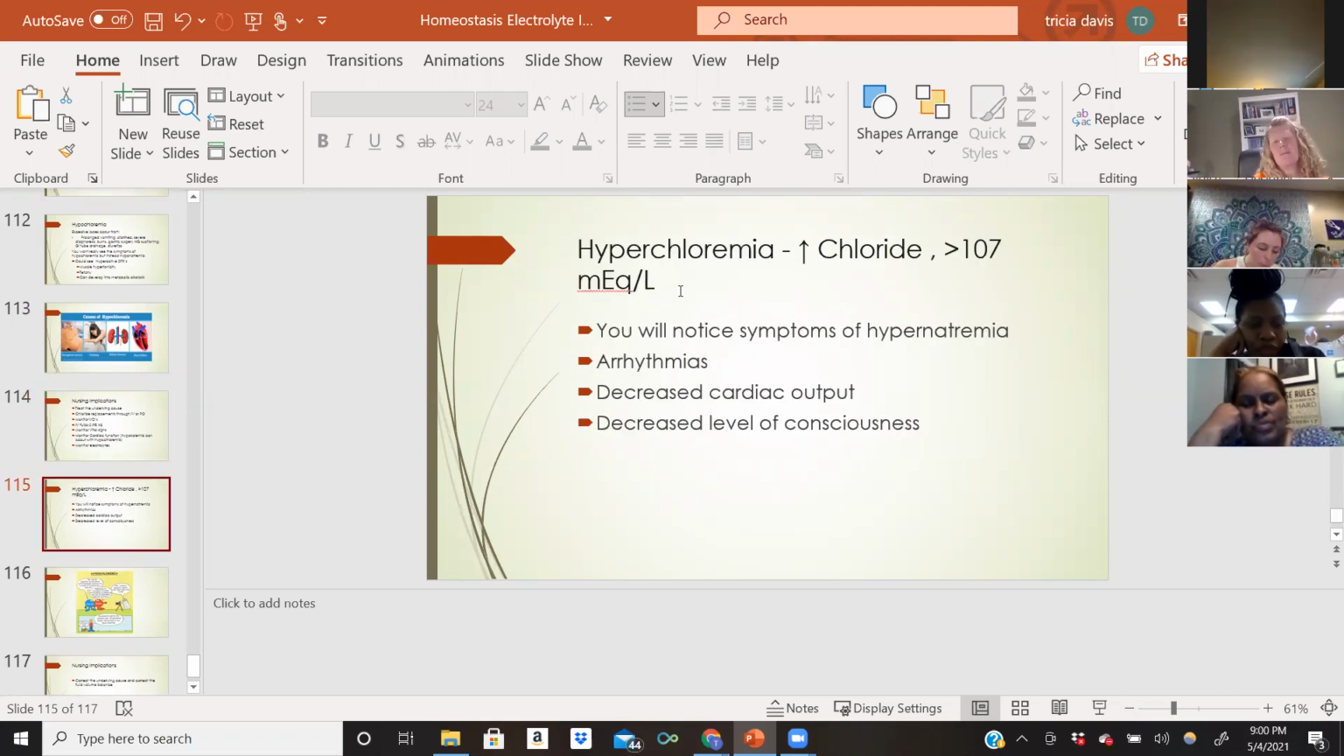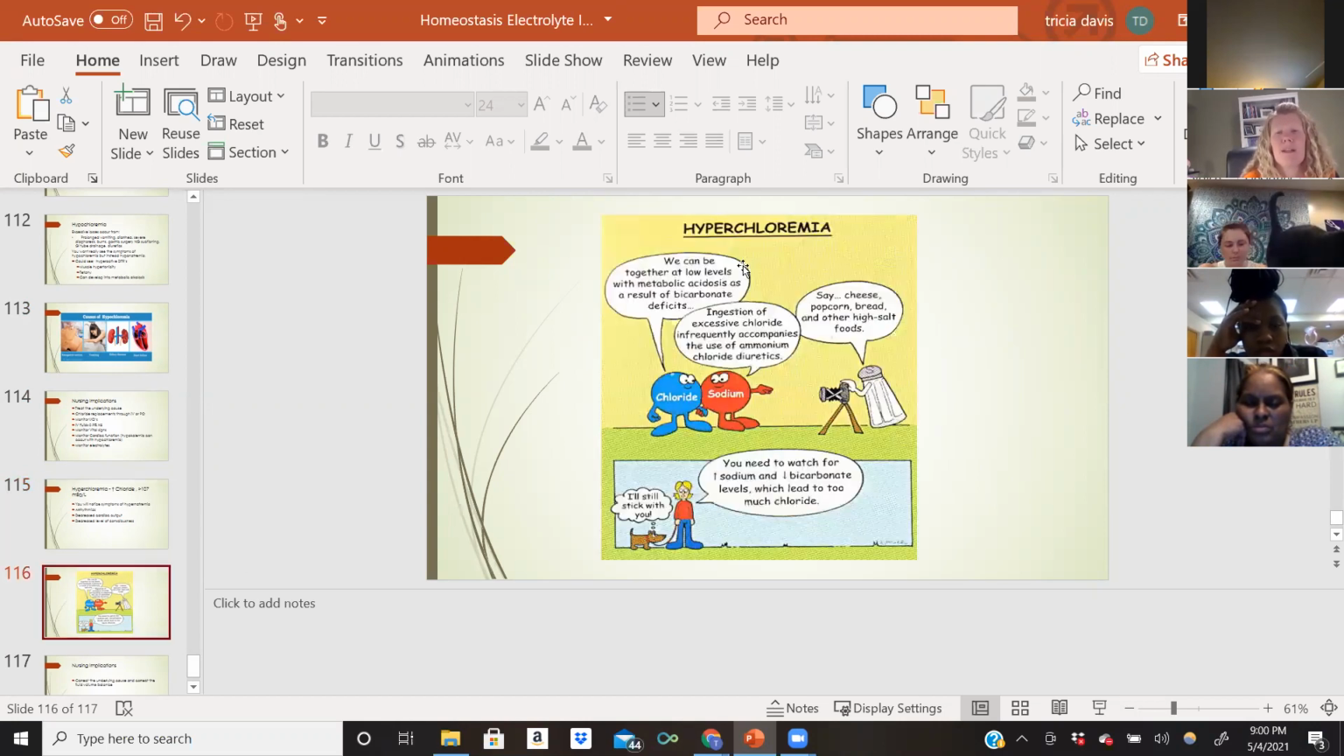So hyperchloremia, which is chloride levels greater than 107. And the same thing as with the hypo, you're only going to notice the symptoms of hypernatremia. So you're going to see arrhythmias, you're going to see decreased cardiac output, and then a decreased level of consciousness. So here, just a cute little cartoon, we can be together at low levels with metabolic acidosis as a result of bicarbonate deficits. That doesn't make a lot of sense to you now, but it will after next week.